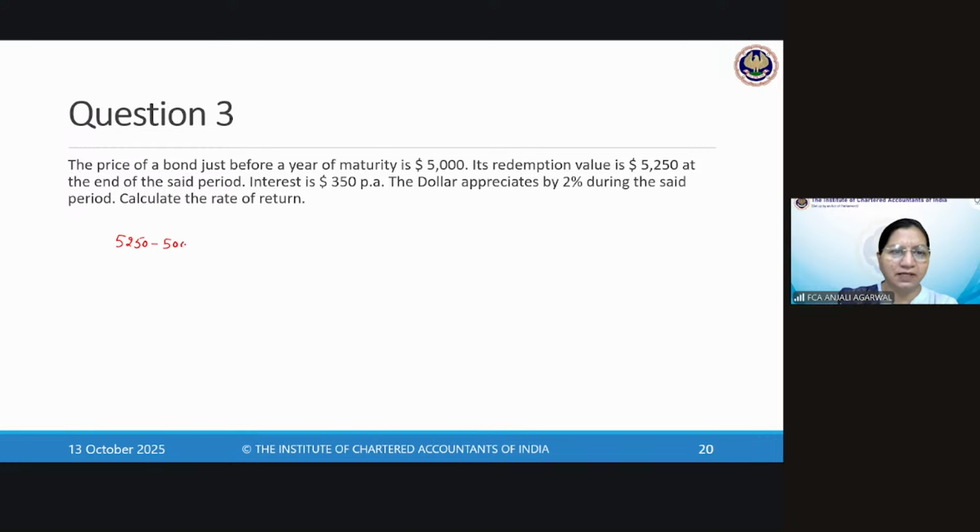Yes, 5250 minus 5,000. That's the principal gain. Ma'am, we can also include 350, no? Plus 350, yes, but it's for per annum. So we are calculating the return per year as well. It comes to 12%, ma'am. Yes, it will come out to be 12%. Perfect. So by investing 5,000, how much did you gain? You gained interest of 350 and a capital gain of 250.